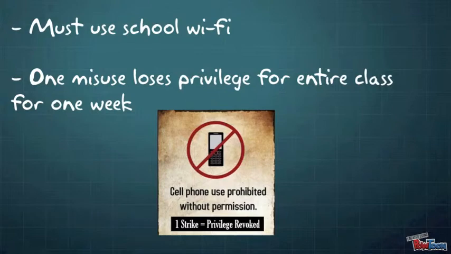Also, students must use school Wi-Fi. That way that our firewall can detect any inappropriate things that are coming up through Twitter. And also, on top of that, which this is the big thing, one misuse from one student loses the privilege for the entire class. That may sound a little bit harsh, but it actually is a good way for students to encourage each other to follow the rules and to do what's expected. They know that this is a privilege, it's not a right. So whenever they use Twitter in the classroom, they're focused and ready to move on to the next thing when necessary.